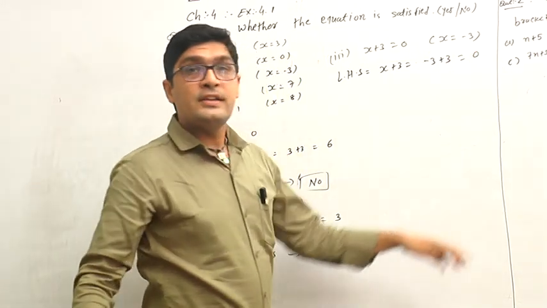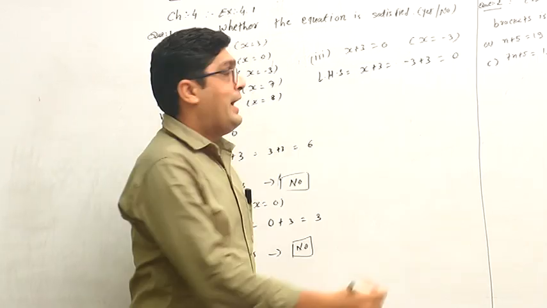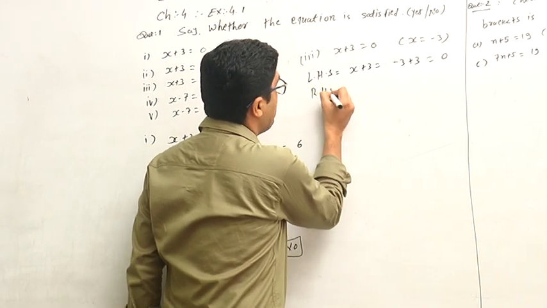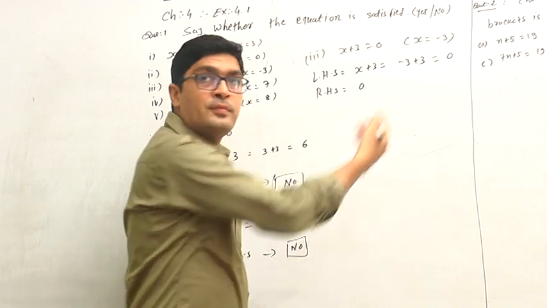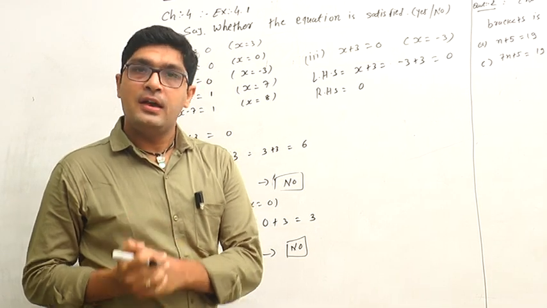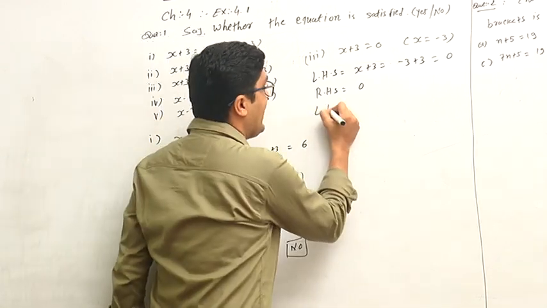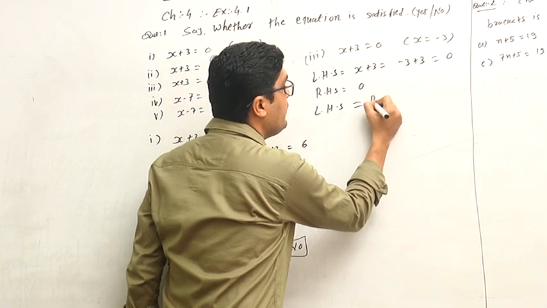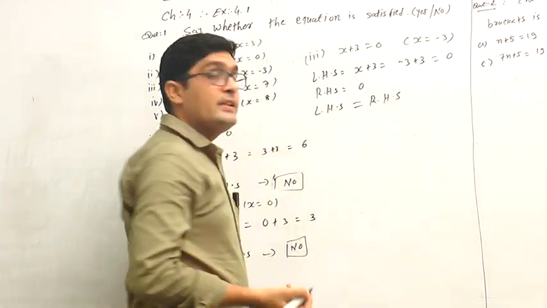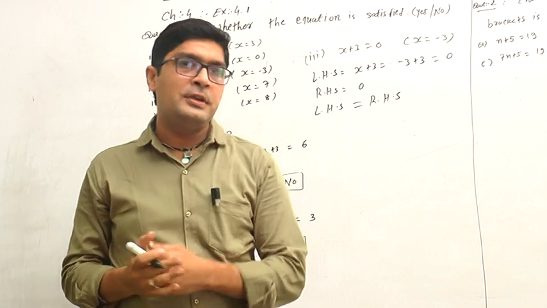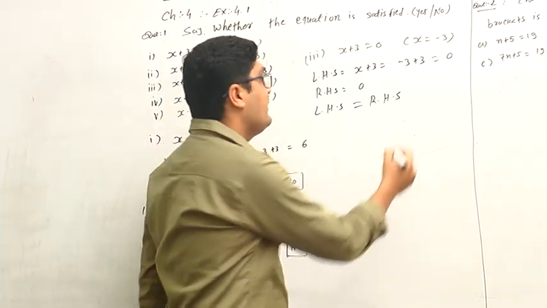0. What answer in the LHS? 0. And RHS is also 0. Both answers are the same. The LHS is equal to RHS. So it is satisfied. So what answer will come here? Yes. Very good.